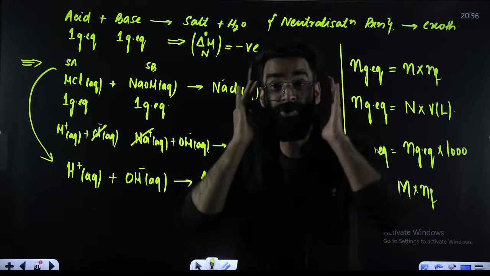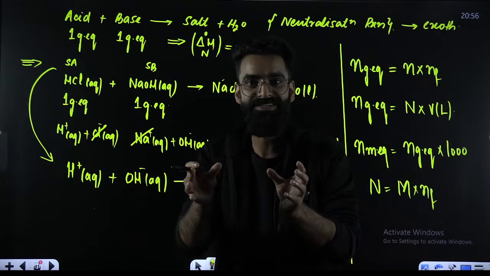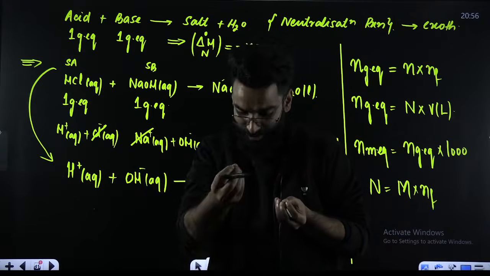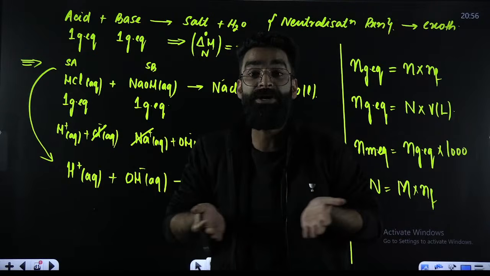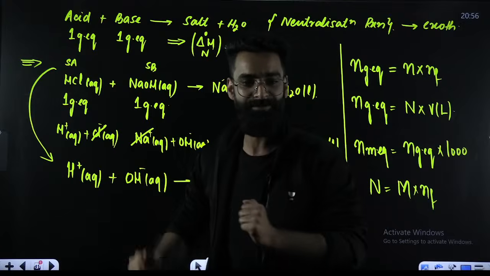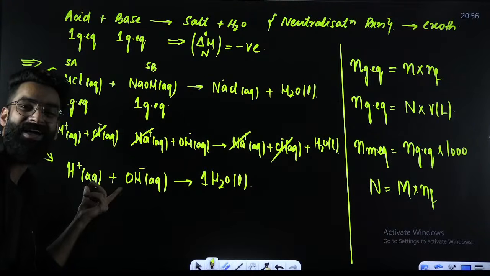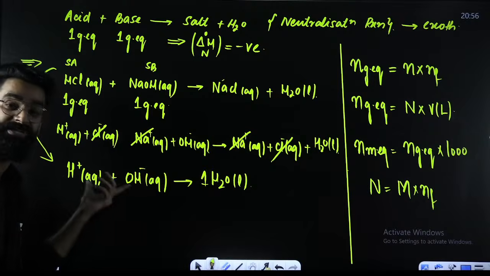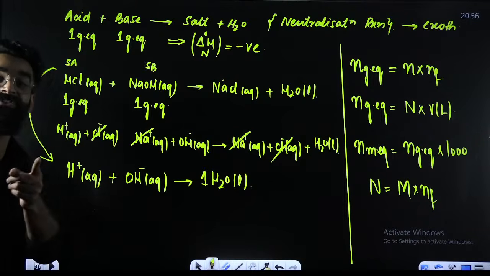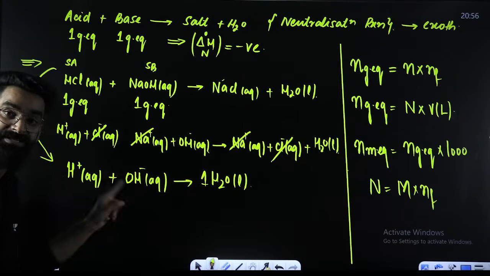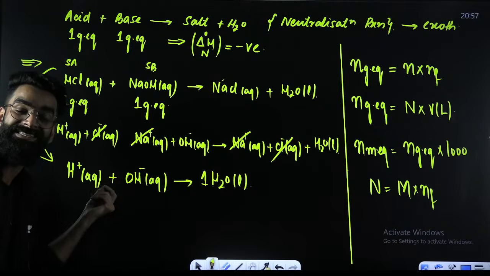So first of all, you should know what actually happens when an acid reacts with a base. From acid, H positive comes. From base, OH negative comes. That H positive and OH negative interact and form water. And whenever there is an interaction, whenever there is attraction between H positive and OH negative, energy is released. So during this process, when H positive and OH negative interact, heat will be released.